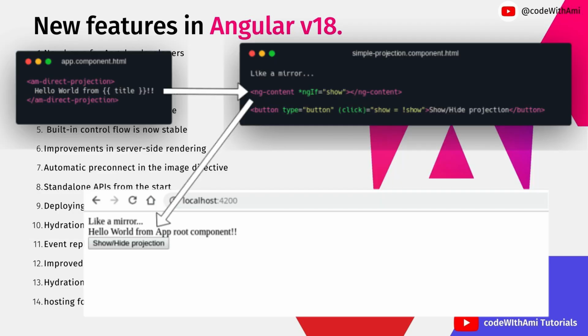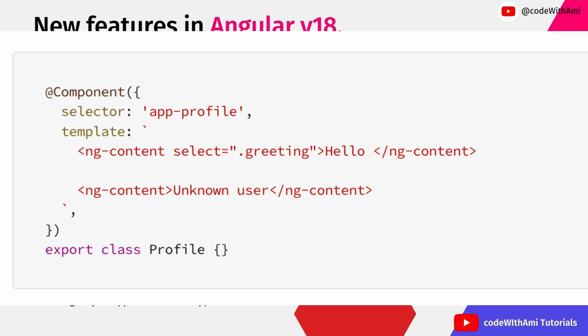It is basically used for content projection. So in version 18 it is now available, and here's a quick example. Here you can see that in this component we have the app profile component, and we have some template. In this template we have two ng-content, and the first one has a specifier with the class name .greeting, and the default value is hello actually.